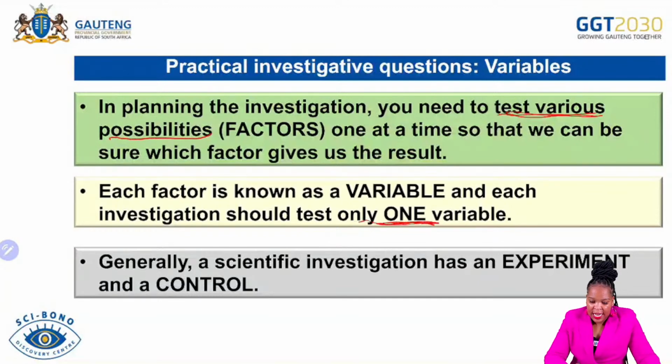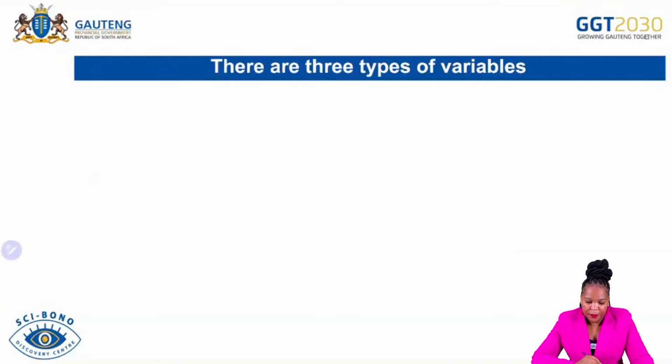Now, generally, a scientific investigation has an experiment and a control. A control is that part of the experiment that gives you the positive result, the one which you can weigh your experiment against. So tracing that particular variable that you are looking for. But in your control, you will also include that variable to see how it would react or what the positive results will be. Then you can check your experiment against your control.